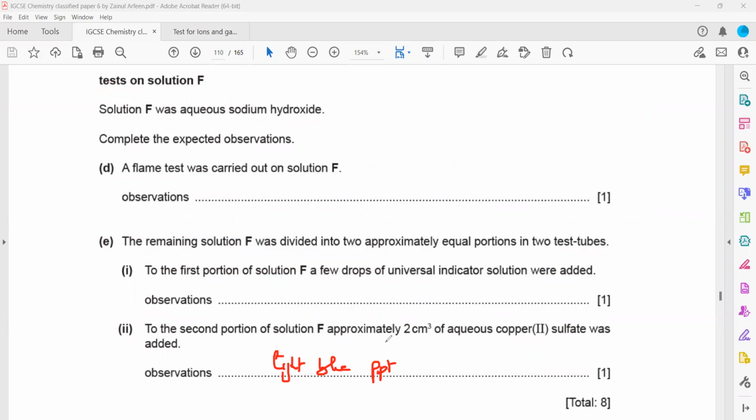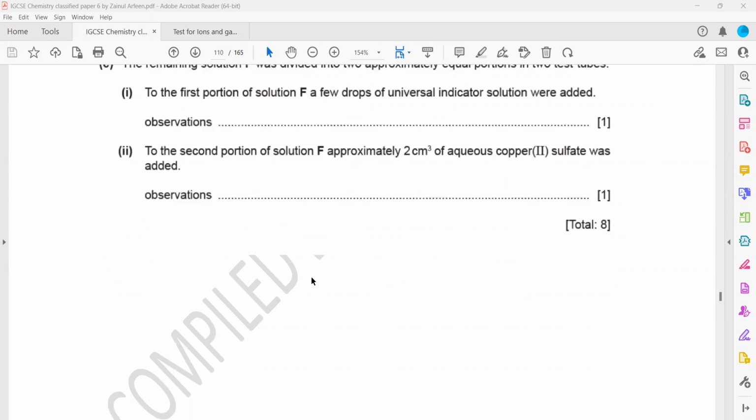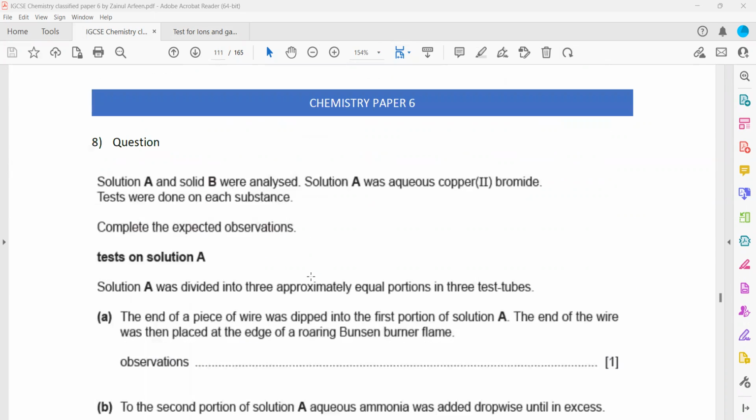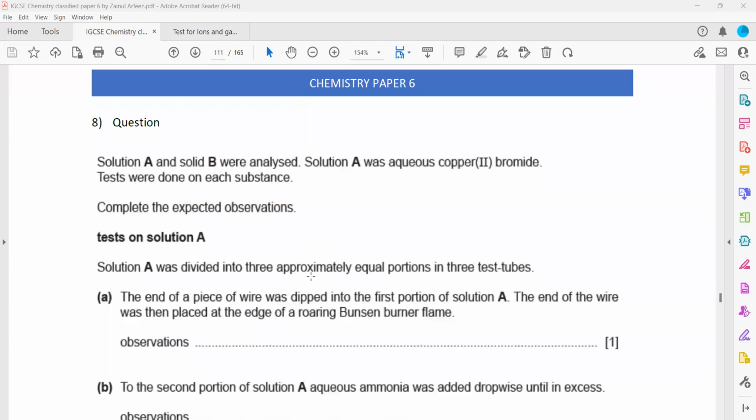Approximately 2 cm cube is added, so it's not too much quantity. If it was in excess, then we can say remains in excess. So this was question 7. Then question 8 is also about the experimental technique. Most of the questions are related to identification of the ions.